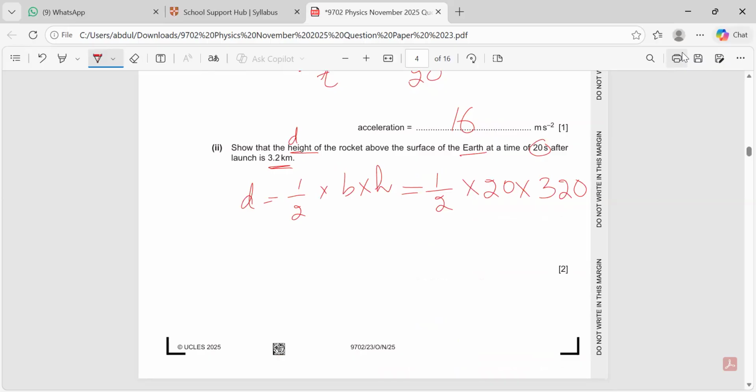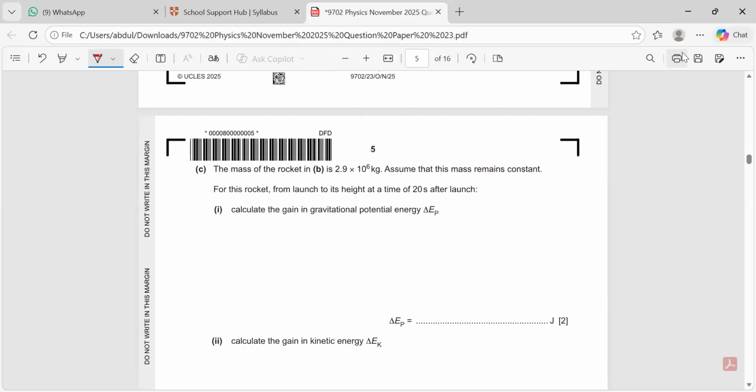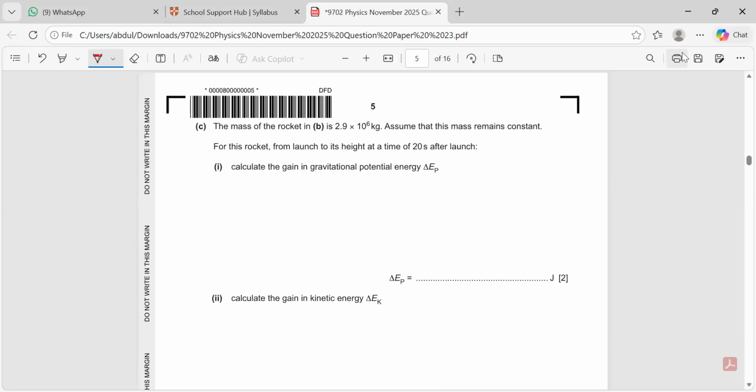As we simplify, 2 tens are 20, and it becomes 3200, but it is in meters and they want it in kilometers. So divide this by 1000. 3200 divided by 1000 converts it to kilometers. So what is the answer? The answer is, dear friends, 3.2 kilometers. This is also a very simple, straightforward question. There are 1 or 2 such questions as usual in every paper, and the rest of the things are to the point.